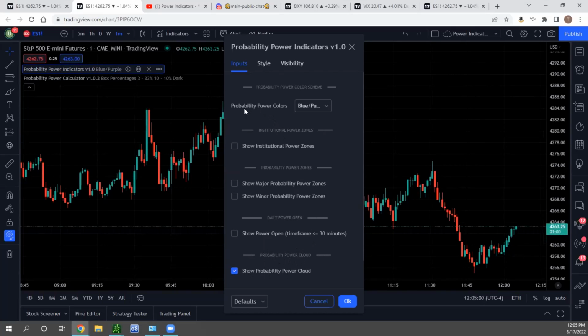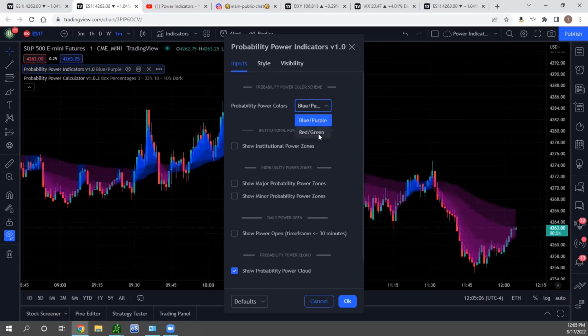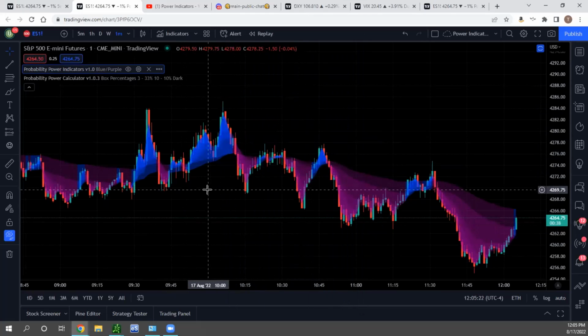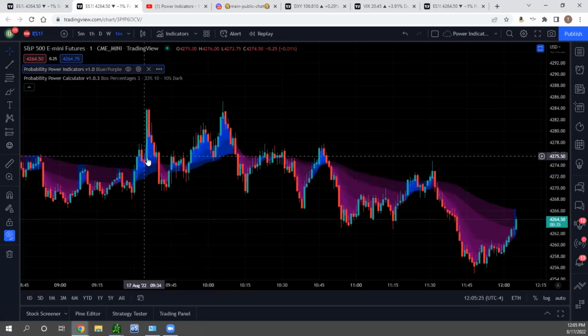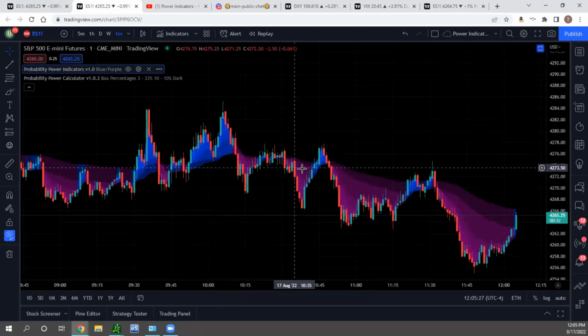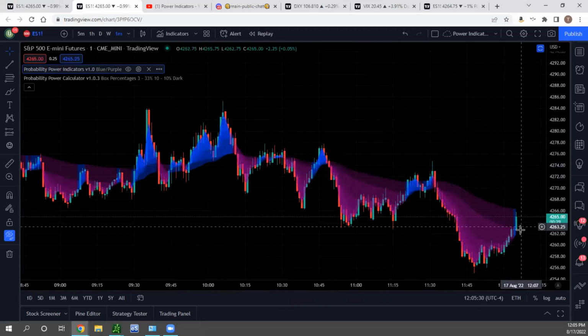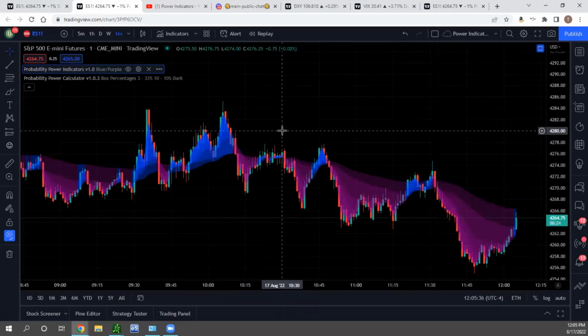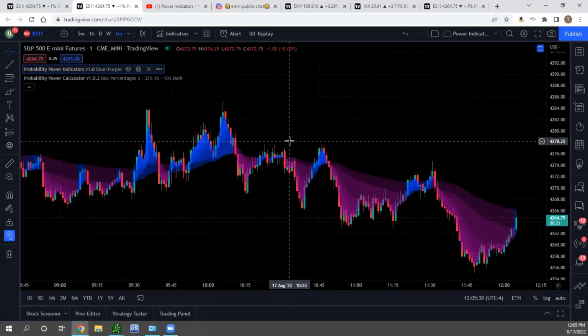You can also see at the top here, it says probability power colors. If I drop that down, you have blue and purple. You can also change that to red and green if you prefer. Personally, with these tools, with the TradingView charts, I think the blue and purple look better, so those are the colors that I use. Looking at the 1-minute chart here, you can see that we've had some blue, some purple, some more blue, some more purple, and we just switched to blue here just a couple minutes ago. So a lot of back and forth in today's market action.